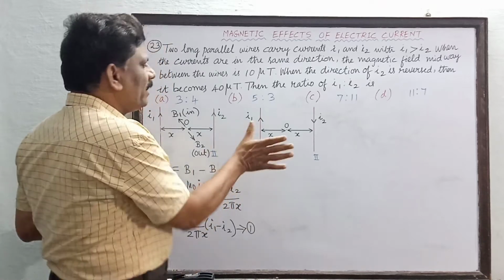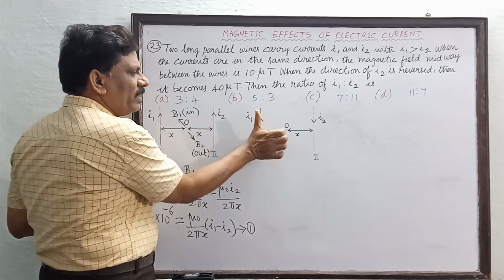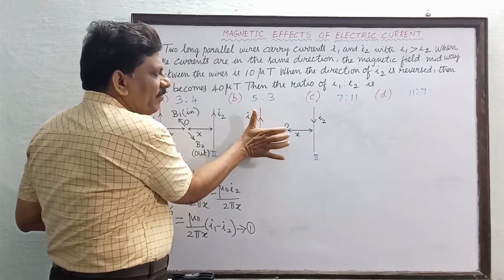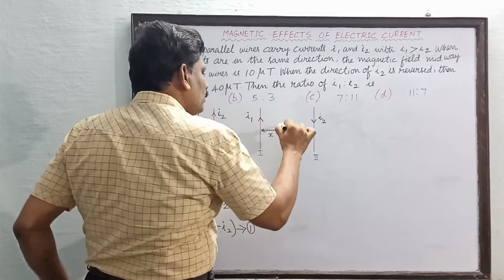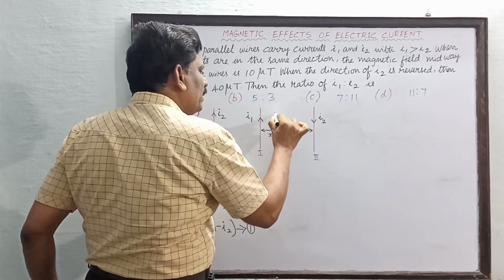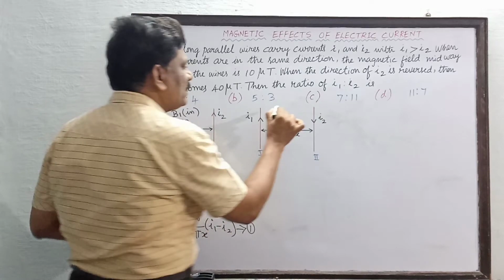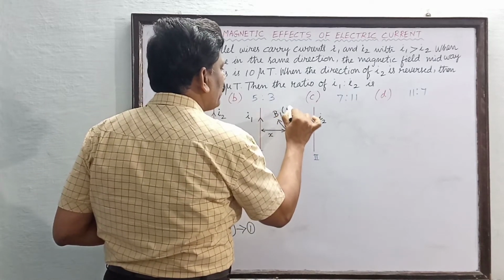So if you take the right hand thumb rule, you see the current I1 is flowing upward, and now the circular magnetic field lines are going into the board. So the magnetic field is still B1 due to the current I1 in the first conductor is inward. So this is inward.